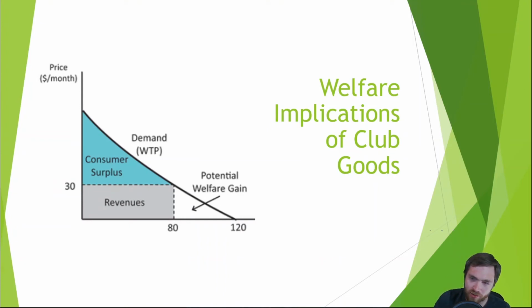The producer could pick any point here. In this case, they chose a price of $30, which leads to 80 units of this good being supplied per month. And there is still some consumer surplus and producer surplus, but they can essentially select any point they want on that curve.